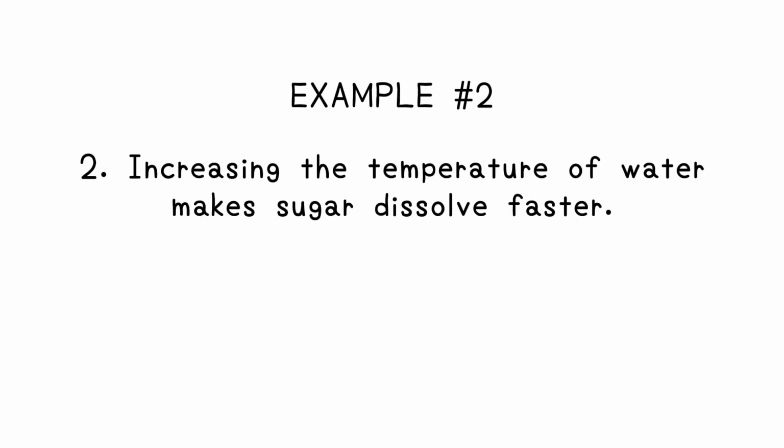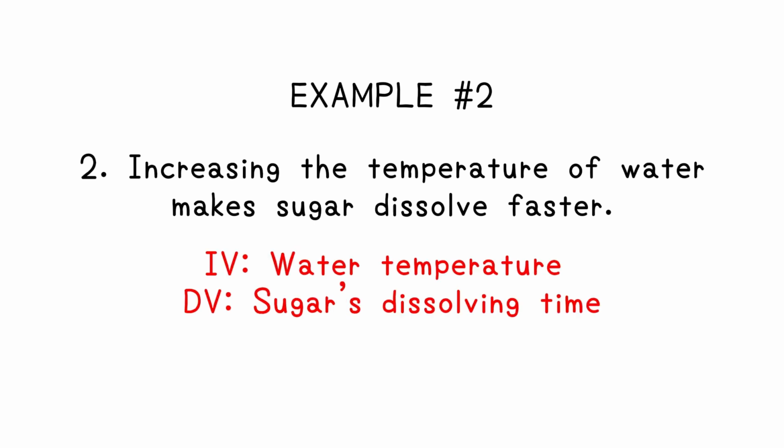Example number 2. Increasing the temperature of water makes sugar dissolve faster. IV is the water's temperature, while DV is sugar's dissolving time. Hotter water speeds up the dissolving process, while colder water slows it down. Since dissolving time changes based on water temperature, it is the dependent variable.